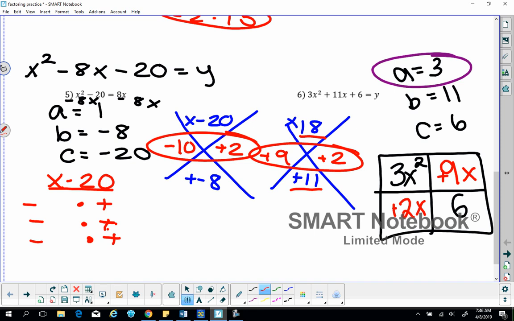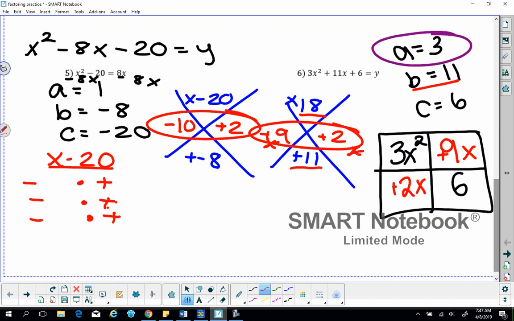So all I did is I put the first term in the first box, the last term in the last box, and instead of writing 11, I broke it up between these ones, the 9 and 2. Then all you do is you find the greatest common factor of each row and each column. So like right here, what do they both have? What letter do they both have? X. So I put X at the top.